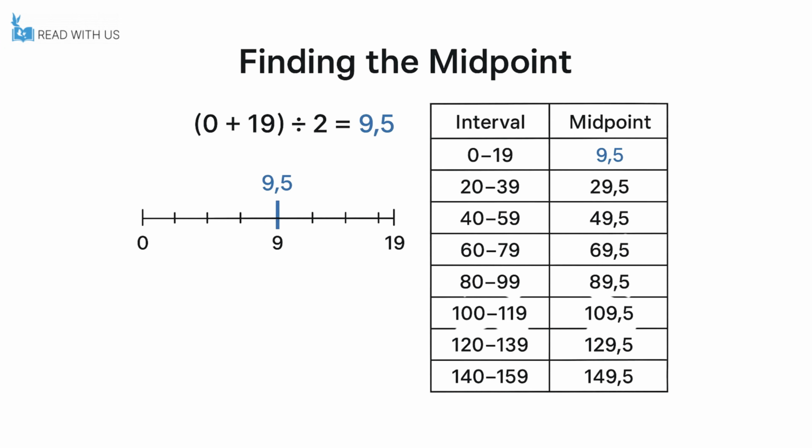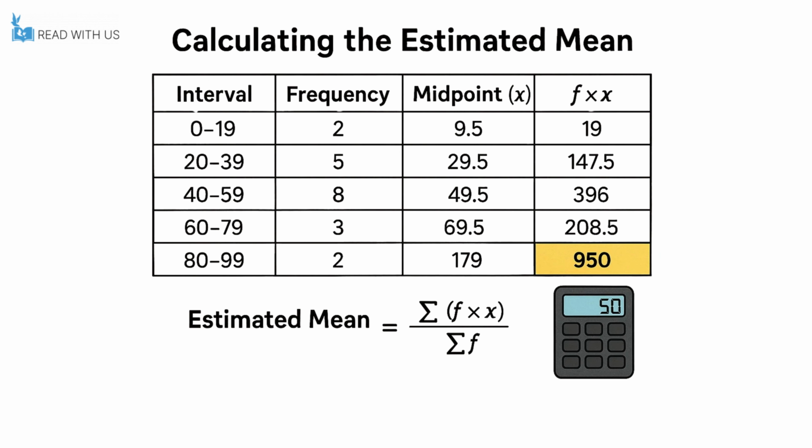The midpoint is found by adding the lower and upper boundaries of the class and dividing by 2. Then we multiply each midpoint by its frequency and find the total. Next, we divide that total by the total frequency to get the estimated mean.